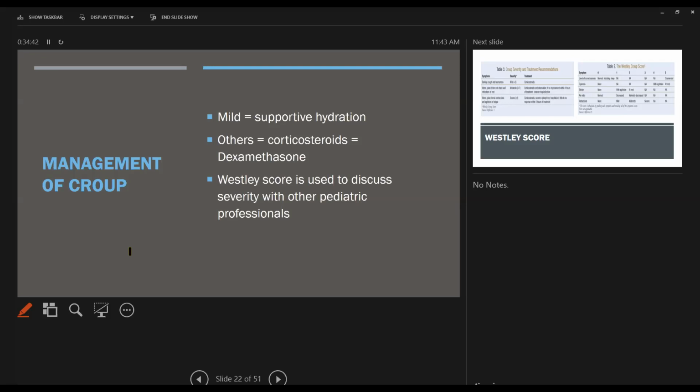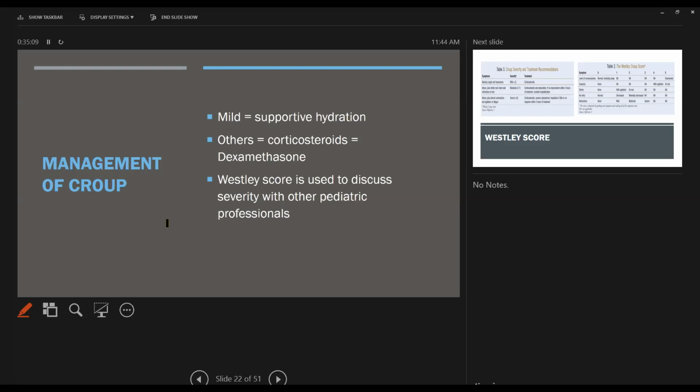how he presents. Okay, because if this kid goes home and decompensates, then every lawyer in the world is going to say, well, why wouldn't you just give him Dex and give him a treatment of racemic epi? Well, they're probably right. If a child is sick enough to be in my ER, they're getting dexamethasone and they're getting racemic epinephrine before they leave, and they're not leaving for 3 to 4 hours.